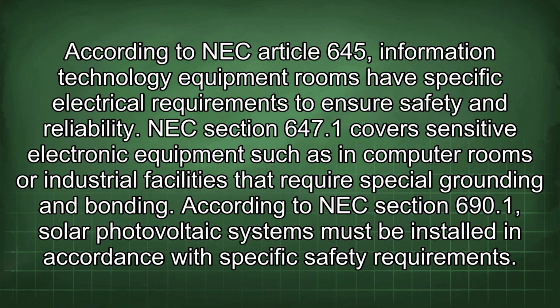According to NEC Article 645, information technology equipment rooms have specific electrical requirements to ensure safety and reliability. NEC Section 647.1 covers sensitive electronic equipment such as in computer rooms or industrial facilities that require special grounding and bonding. According to NEC Section 690.1, solar photovoltaic systems must be installed in accordance with specific safety requirements.